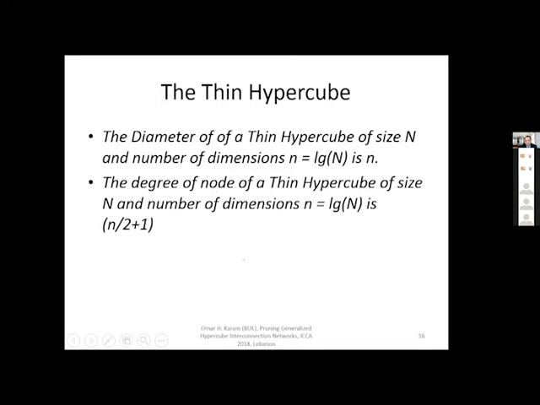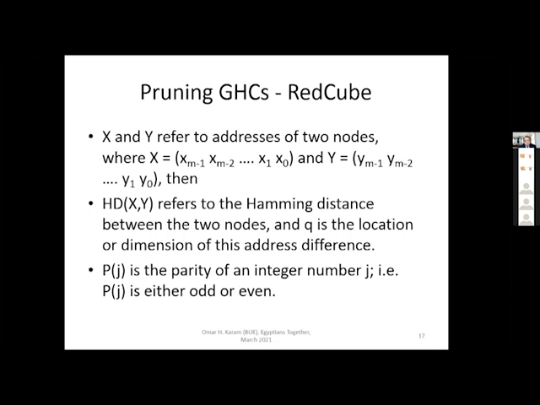That's the number of links per node, and that's quite an achievement there. I did this proof some time ago, and I decided to see if this will apply to the generalized hypercube, where we prune or remove links from the general hypercube. I would call it the reduced cube, or the red cube.